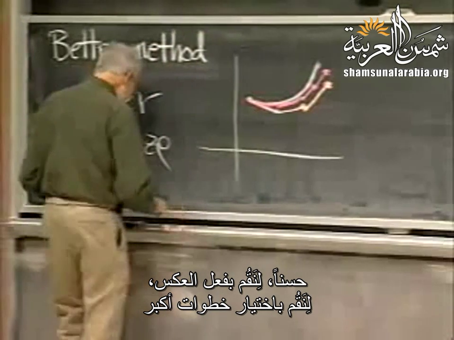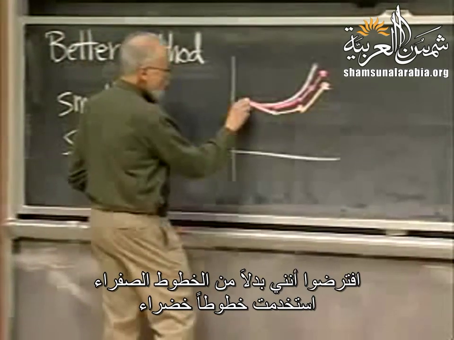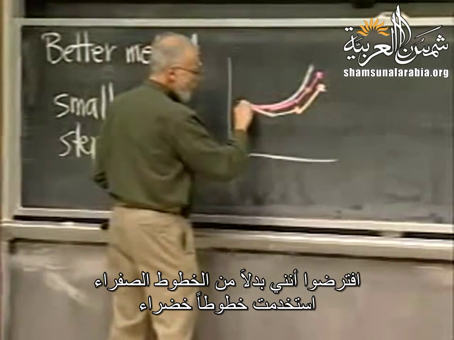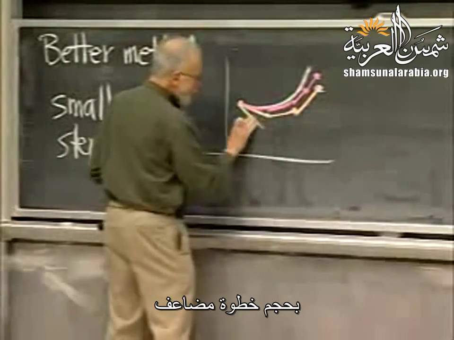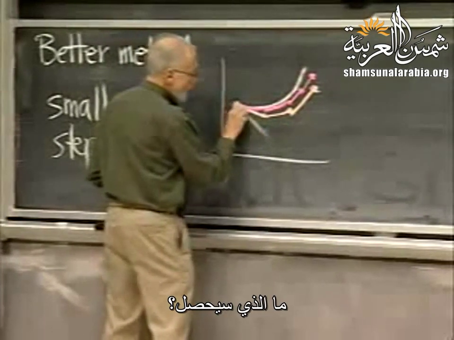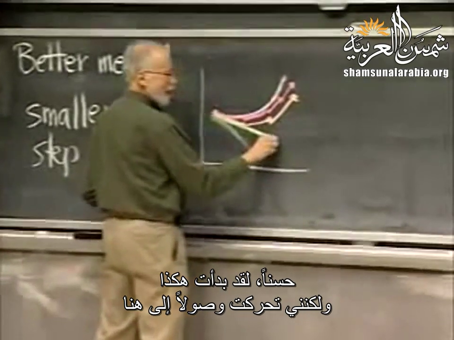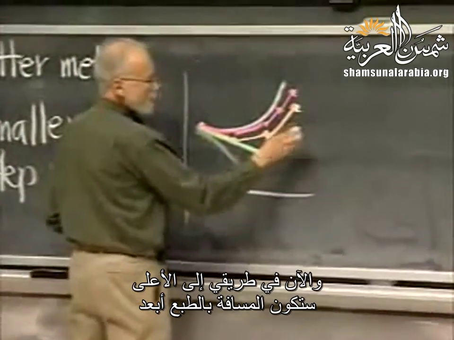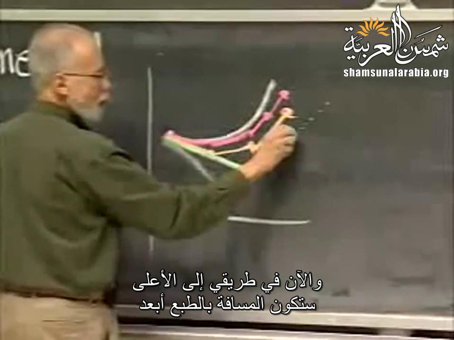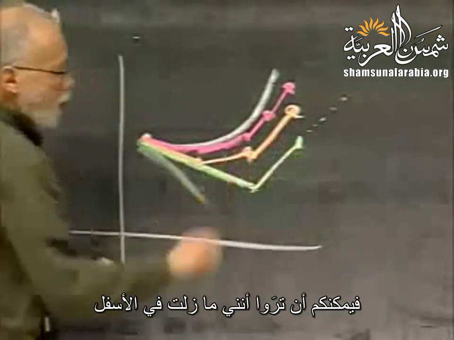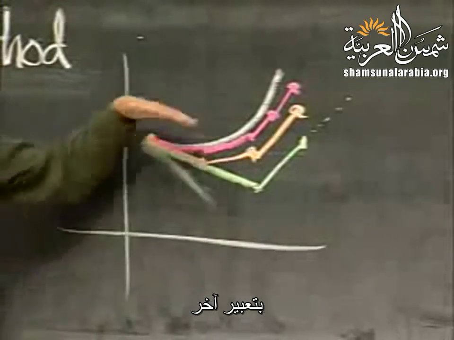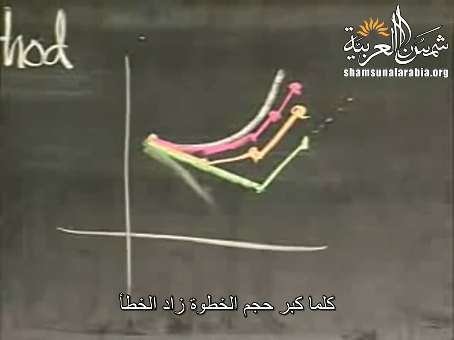Okay, let's do the opposite, make a really big step. Suppose instead of the yellow one, I'd used the green one. Well, a double step size. Well, what would have happened then? Well, I've started out, but now I've gone all the way to there. And now on my way up, of course, it has a little further to go. But if for some reason I had stopped there, you could see I would be still lower. In other words, the bigger the step size, the more the error.